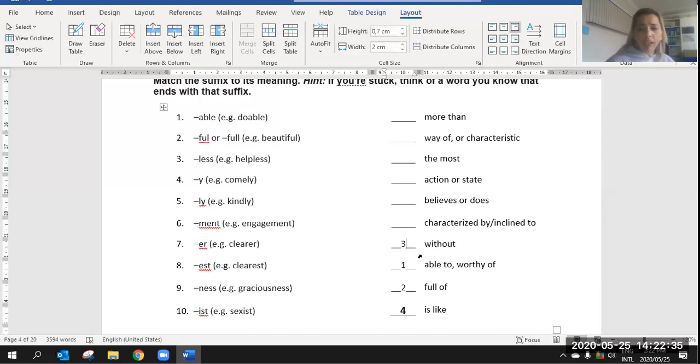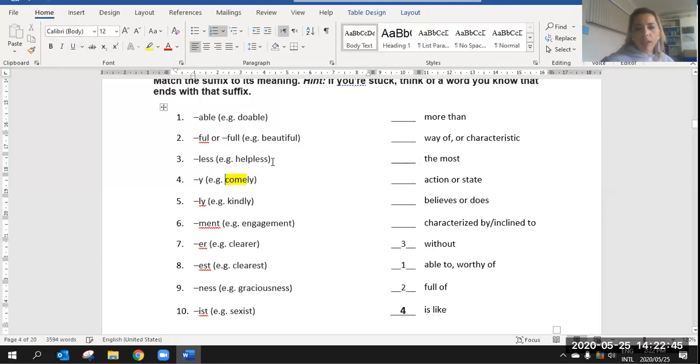Then number 4, I gave you the answer, is like. I just want to make a correction here with number 4. The example here is comely. And you can identify the root word there, which would be come. But then see what the suffix is there. The suffix is actually an ly, not just a y. So I want to change this word because this is not a correct example where you just add a y. I want to apologize for that, but luckily I gave you that answer.